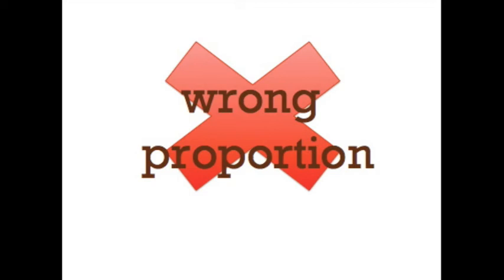A proportion is two ratios that have a relationship. Example, 2 to 4 or 3 to 6. Similarity, on the other hand, is two shapes that are proportional but not identical.